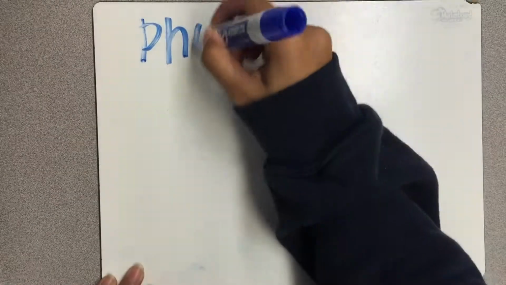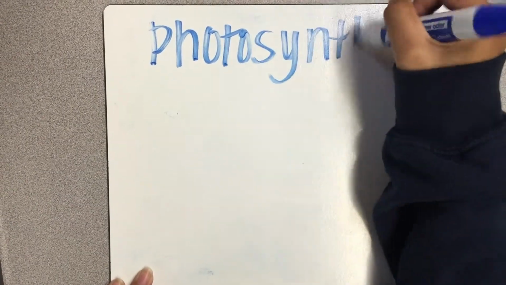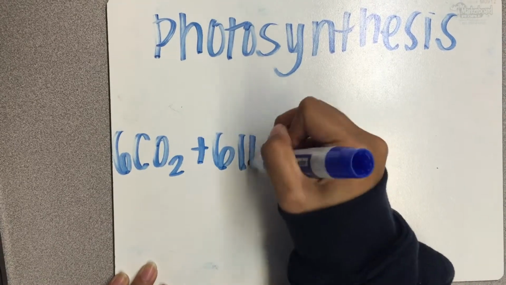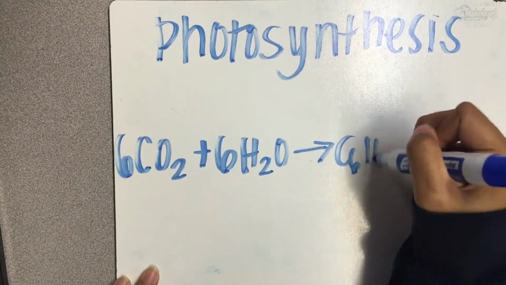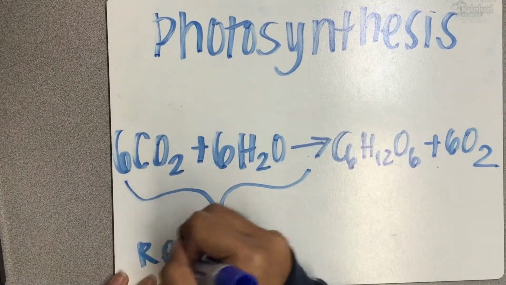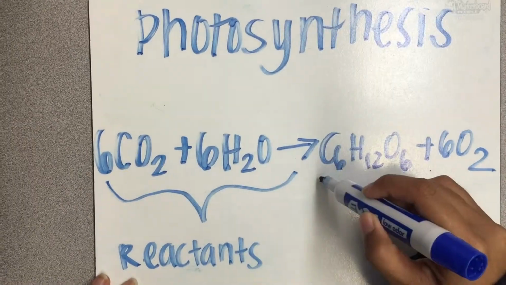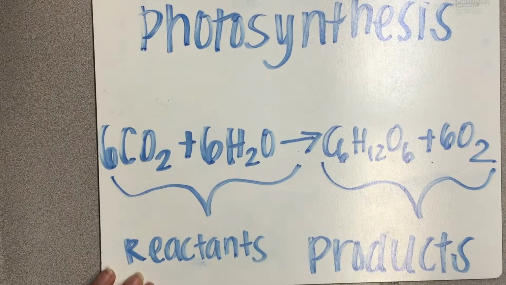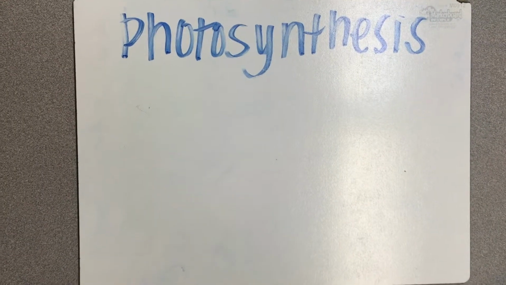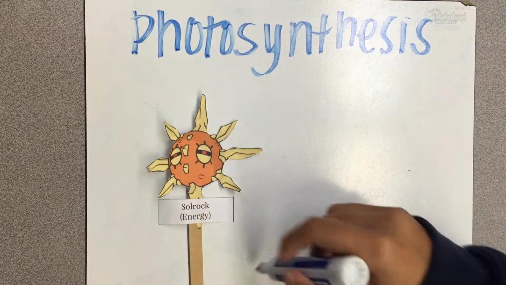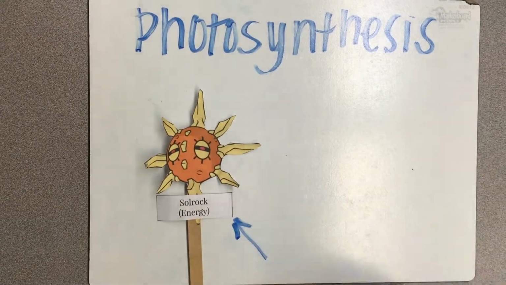To begin, let's use certain Pokemon to represent factors that play in photosynthesis. The equation for photosynthesis is 6CO2 plus 6H2O equals C6H12O6 plus 6O2. Carbon dioxide and H2O are the reactants, and they yield to produce glucose and oxygen, which are the products.